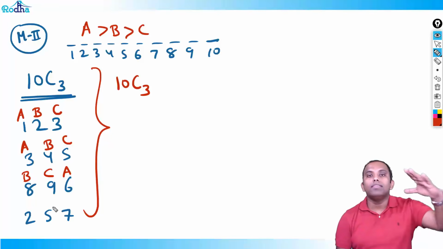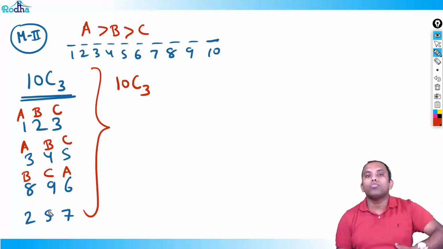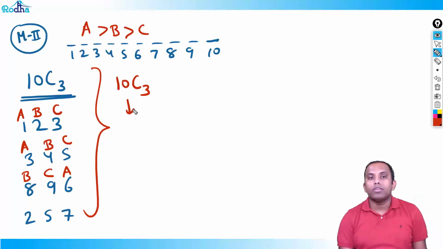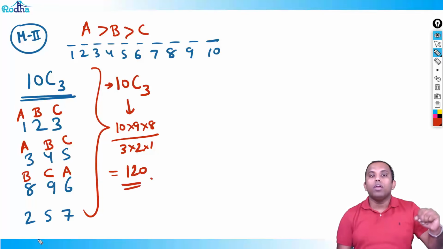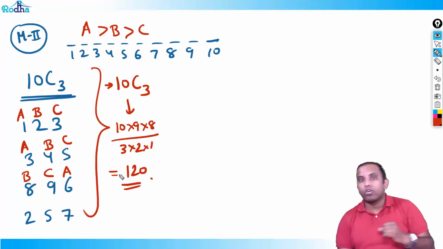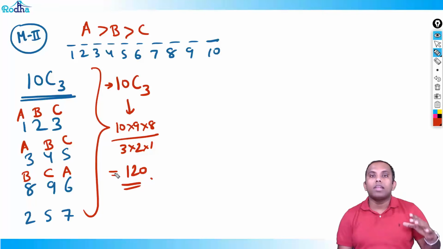So I can form 10C3 different groups of 3 ranks, right? What is 10C3? 10 into 9 into 8 by 3 into 2 into 1. That is 120. So out of 10 different ranks, I can form 120 different groups of 3 ranks. So I can form 10C3 different groups of 3 ranks, right?